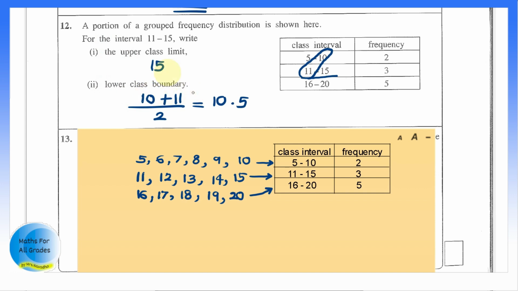Question number 2, lower class boundary for the interval 11 to 15. Now you can see in the class intervals there is a gap. For example, the 5 to 10 class interval ends at 10 and the next class interval starts at 11. So there is a gap of one between those two intervals. Considering the next interval 11 to 15, that class interval ends at 15 and the next class interval starts at 16. So there is a gap of one. So that's why we are going to find a boundary here. A boundary is a common value for 10 and 11, 15 and 16.